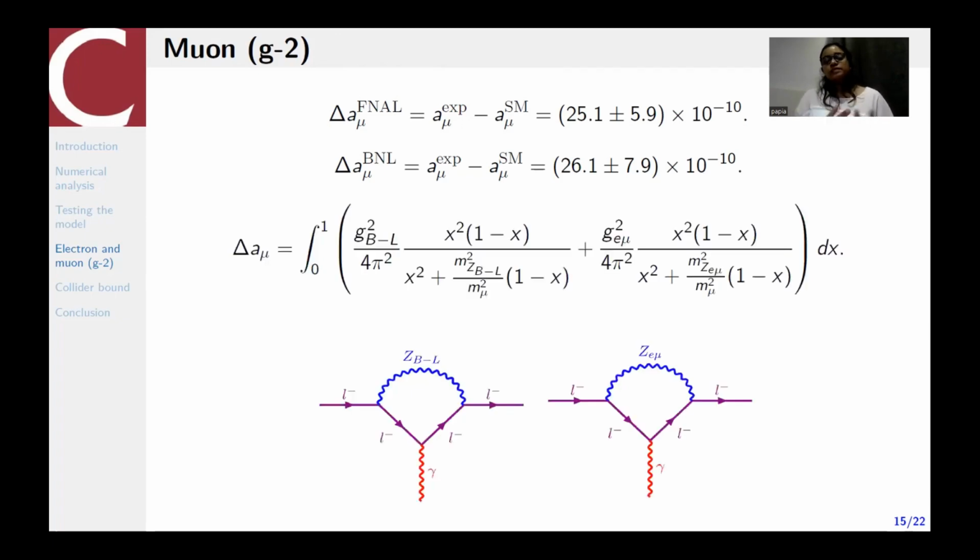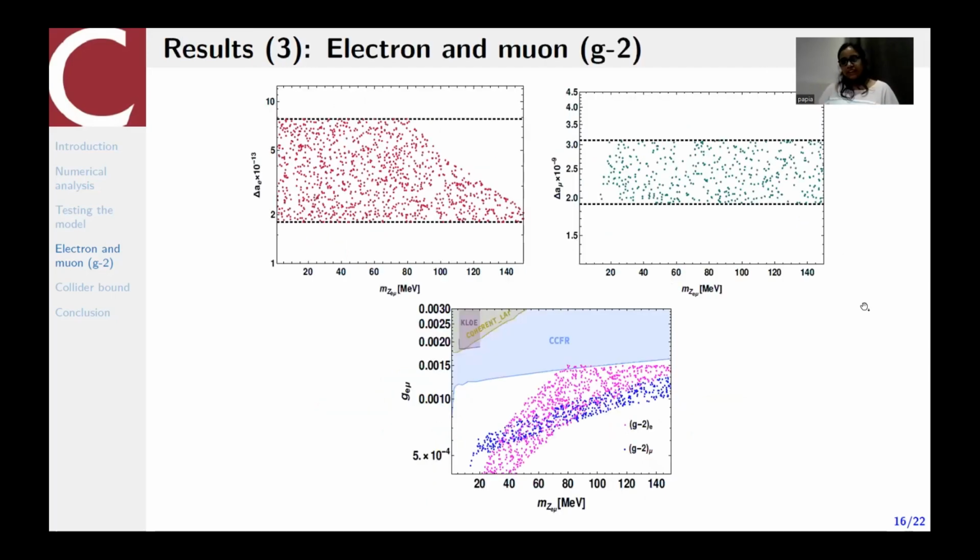We have to explain that also, that is, how we can explain the delta a_mu value. This is the expression for delta a_mu, where x is a Feynman parameter again. And these are the Feynman diagrams for muon g minus 2, where the lepton will be mu for that case. Now coming to the next slide.